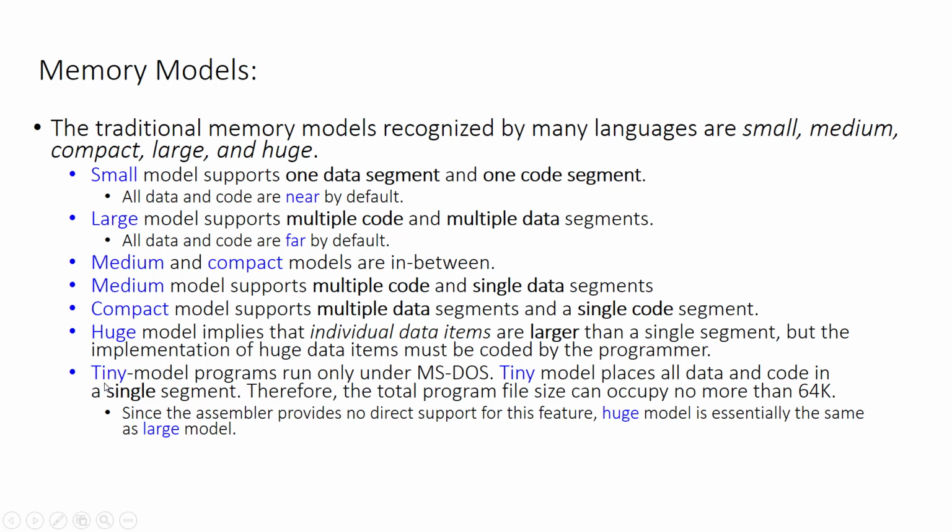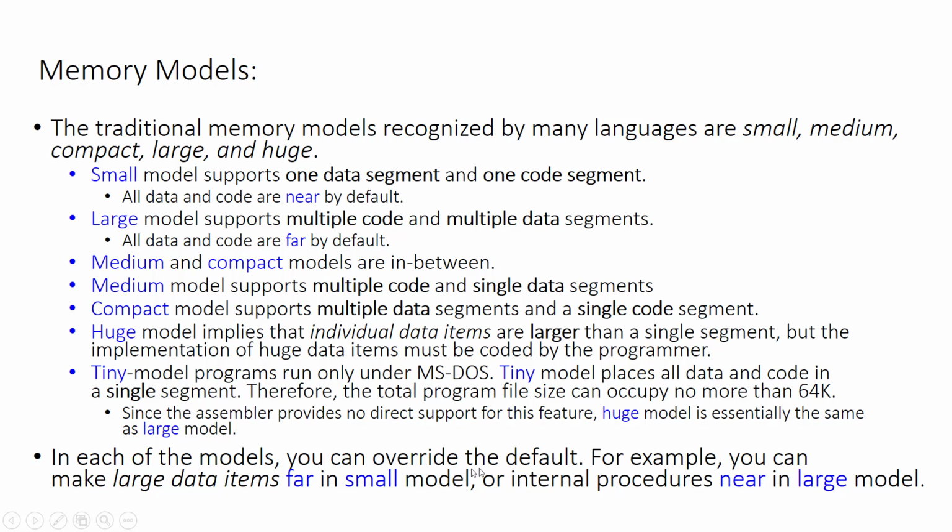Medium and compact are in between. And the most important for us is tiny model. Tiny model programs only run under MS-DOS system. Tiny model places all data and code in a single segment. Therefore, the total program size can be only 64 kilobytes. In each of the models, you can override the defaults. For example, you can make large data far in small model, or internal procedures near in large model.